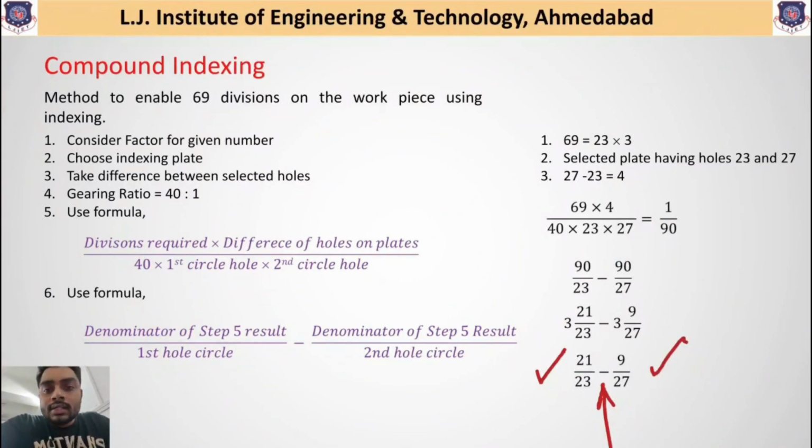sign is given. So if in the first step one has rotated in the clockwise direction, then for the second step anti-clockwise rotation is required. So for the second step, what will be the interpretation? The interpretation is: on a 27 hole indexing plate, rotate the crank pin through 9 holes in the anti-clockwise direction, because the negative sign is given.